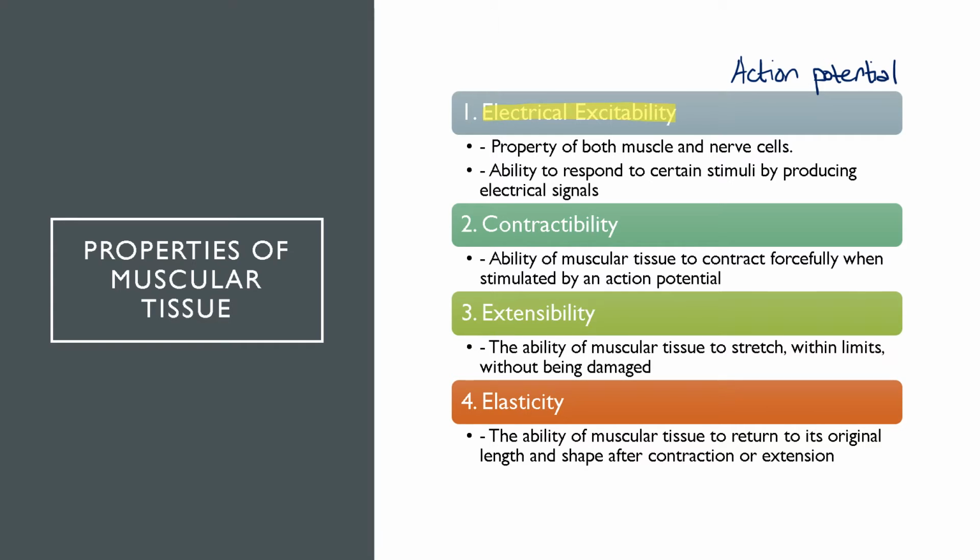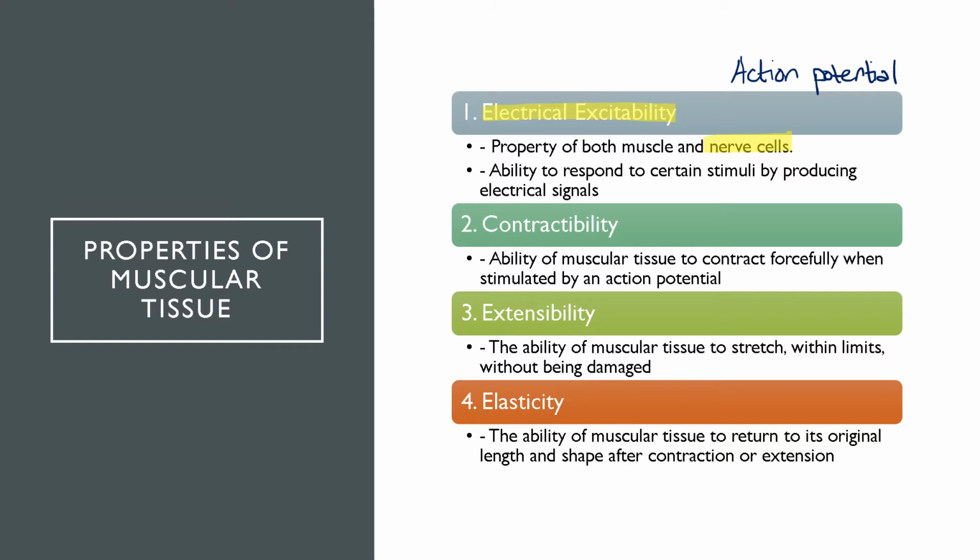So an action potential is just an electrical signal produced by cells. Now in muscles, these are called muscle action potentials. And nerve cells can also produce action potentials, but in nerve cells we just call this a nerve action potential.